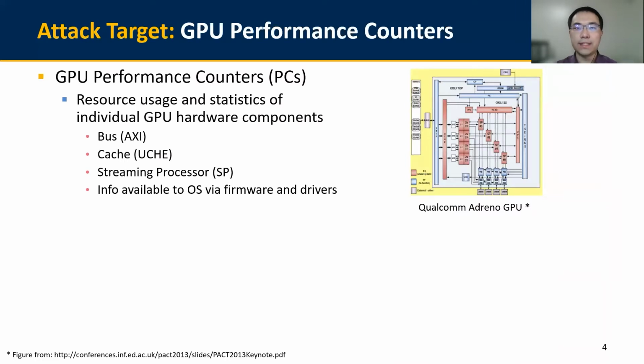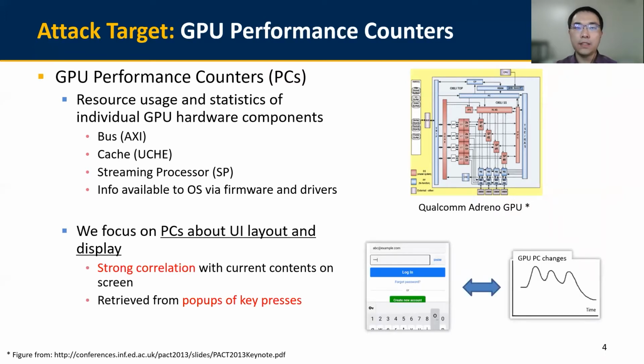We build this GPU side channel through reading the value changes of GPU performance counters and correlating such changes to user activities. GPU performance counters, or GPU PCs, are groups of hardware registers that stores resource usage information of individual GPU hardware components, such as bus, GPU cache, computing units, etc. Among all kinds of GPU PCs, we focus on counters about user interface layouts and display, which are strongly correlated with the eavesdropping target or current screen contents.